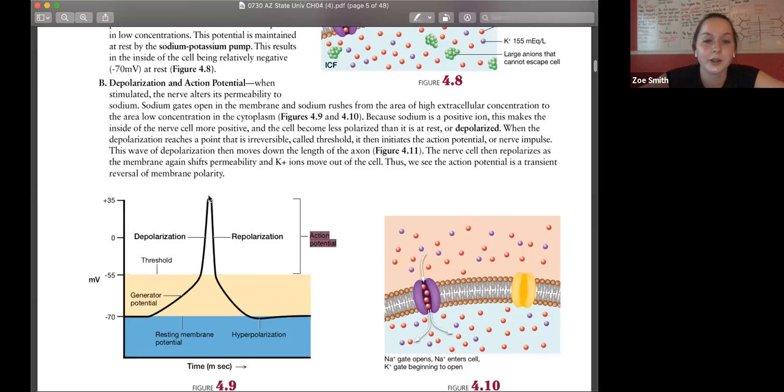The wave of depolarization then moves down the length of the axon. The nerve cell then repolarizes as the membrane again shifts permeability, and potassium ions move out of the cell. Thus we see the action potential is a transient reversal of membrane polarity. After depolarization, you have repolarization, so it's becoming more negative again. And then hyperpolarization, where it goes a little bit past that -70 mV, and then it goes back to -70 mV.